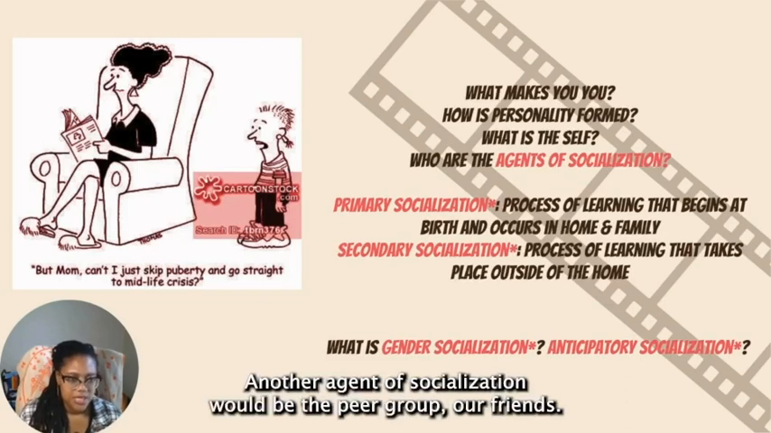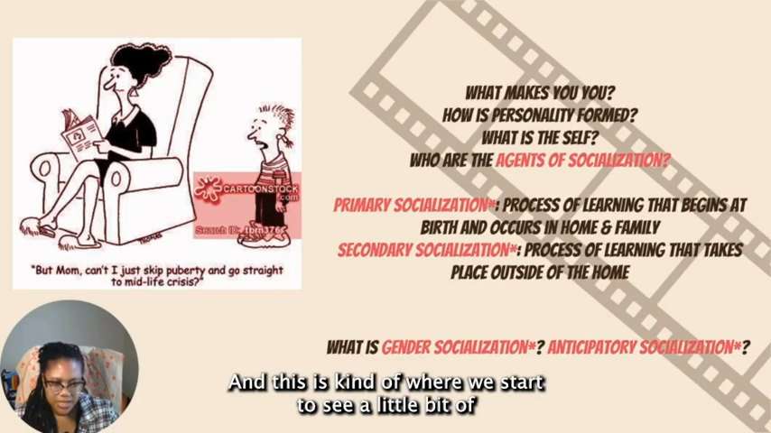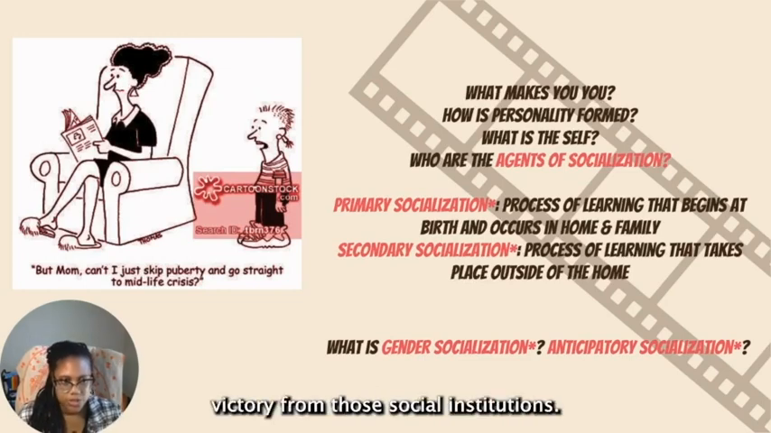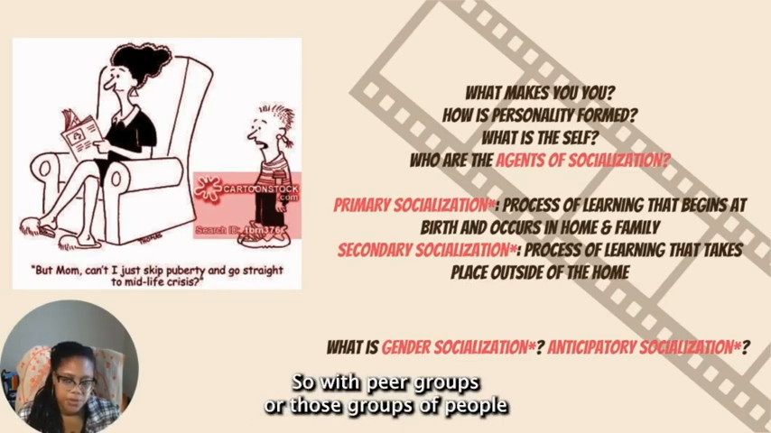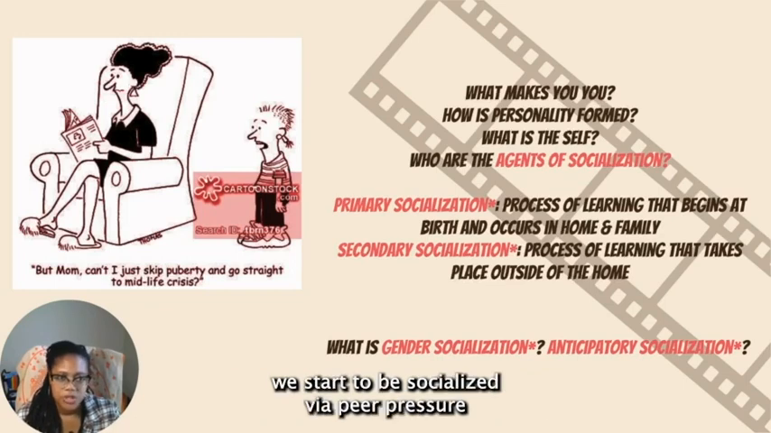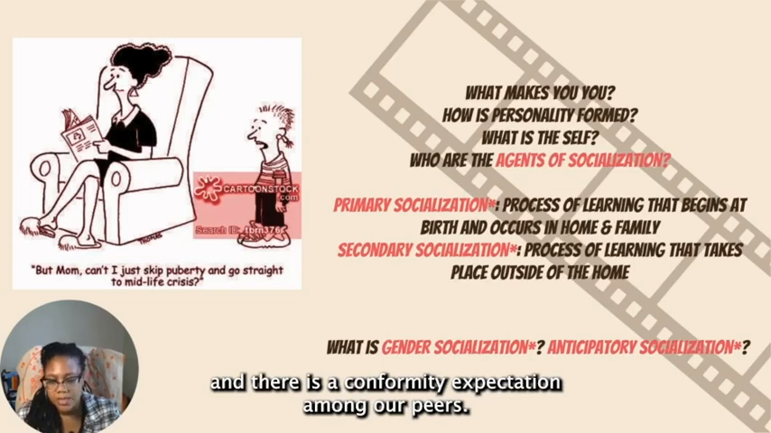Another agent of socialization would be the peer group, our friends, and this is kind of where we start to see a bit of a change in trajectory from those social institutions. So with peer groups, or those groups of people who are around the same status and around the same age as we are, we start to be socialized via peer pressure, and there's a conformity expectation among our peers.